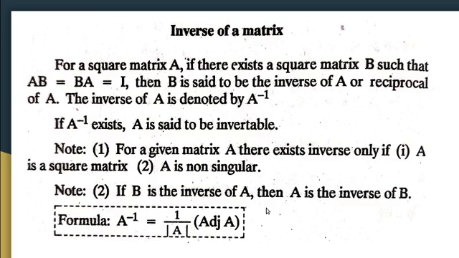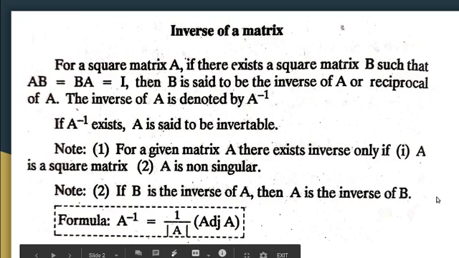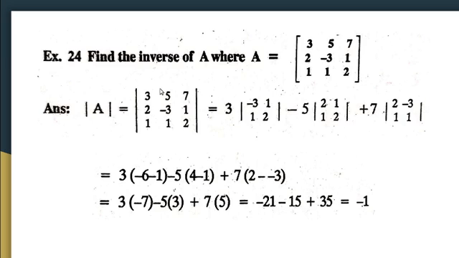Then if B is the inverse of A, then A is the inverse of B. That means if B is the inverse of A, then A is also the inverse of B. Then the formula for finding A inverse is equal to adj A, that means adjoint A divided by determinant A. This is the formula for determining the inverse of a matrix. Now let us do some problems for finding the inverse of A. Find the inverse of A where A is equal to this.